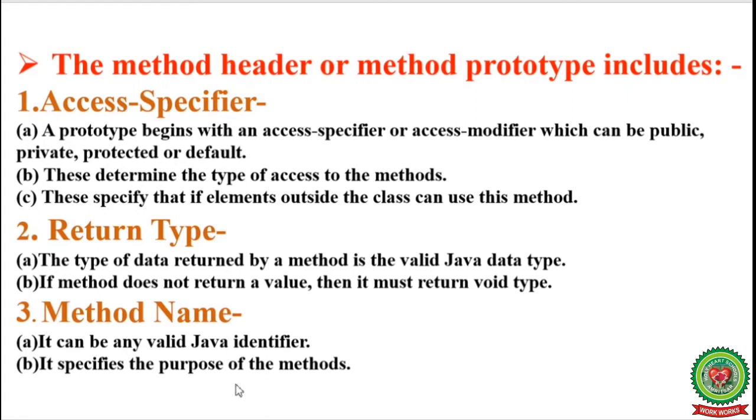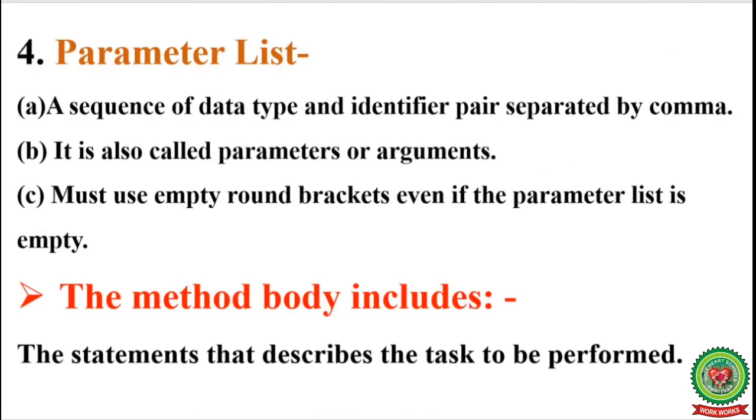Suppose we want to add two numbers, so I can name the method add or sum. If I want to find the cube of a number, I can name the method cube. Number 4, parameter list: a sequence of data type and identifier pairs separated by commas. Suppose I want to find the sum of two numbers. So in the brackets I can write int a, comma, int b.